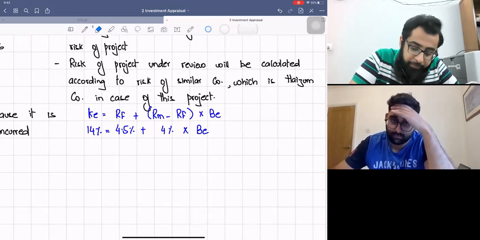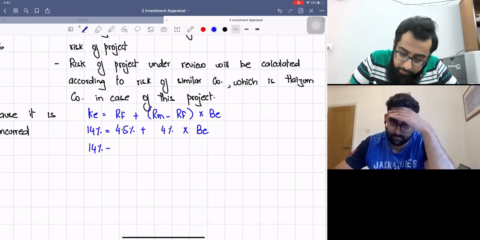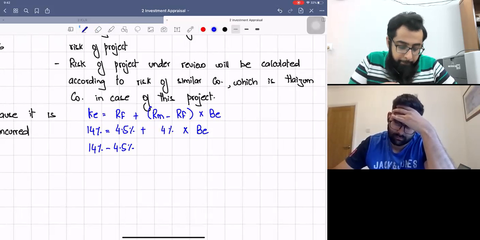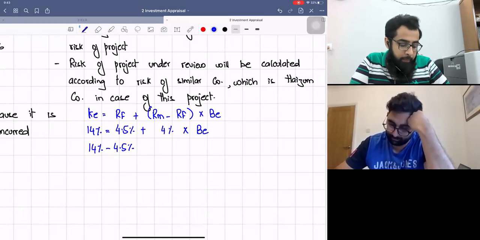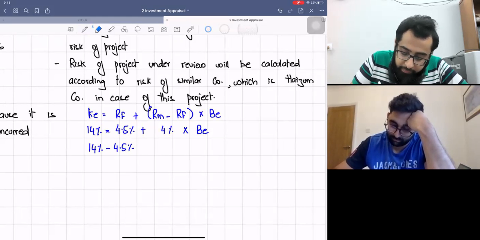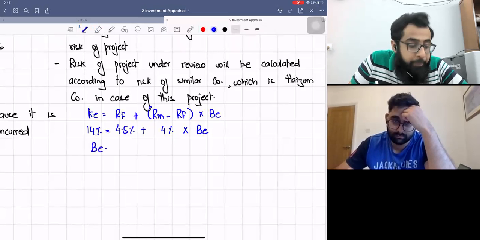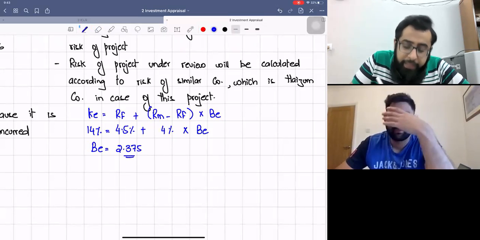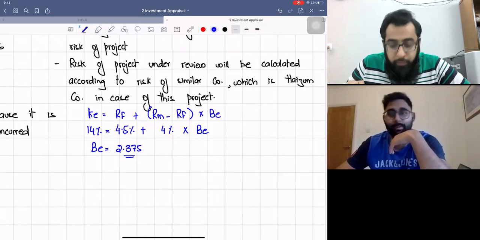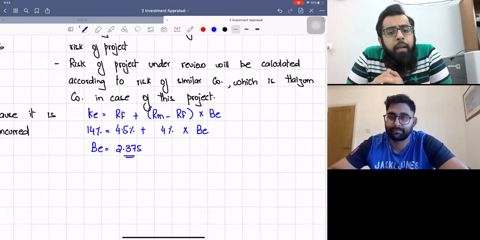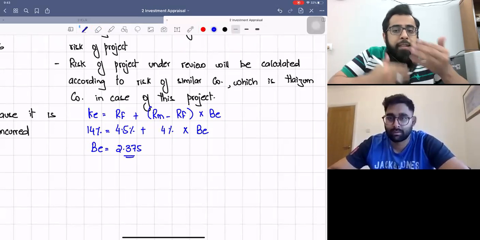Let's solve it step by step. 14% minus 4.5%, divided by 4%, which is 0.04. So it's 2.375, sorry. Basically, I forgot to use the percentage. 2.375 is the beta equity. Now I don't want the beta equity. Why did I calculate it? Because that was the only available data and I started doing it.